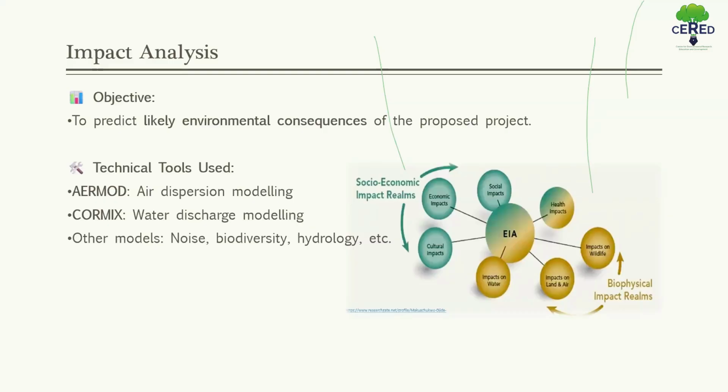Next one is impact analysis. This step predicts the project's environmental consequences using tools like AERMOD and CORMIX for water discharge modeling. AERMOD is used for air dispersion modeling. So impact analysis covers likely environmental consequences. We find all the impacts: social impact, health impact, wildlife, water, and also cultural, which is called socio-economic impact.